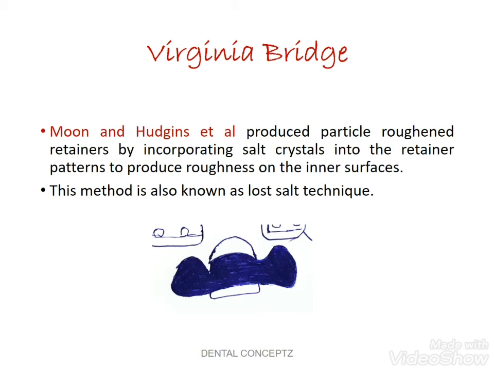Coming to the Virginia Bridge, Moon and Hudgens et al. produced particle roughened retainers by incorporating salt crystals into the retainer patterns to produce roughness on the inner surfaces. This method is also known as the lost salt technique.